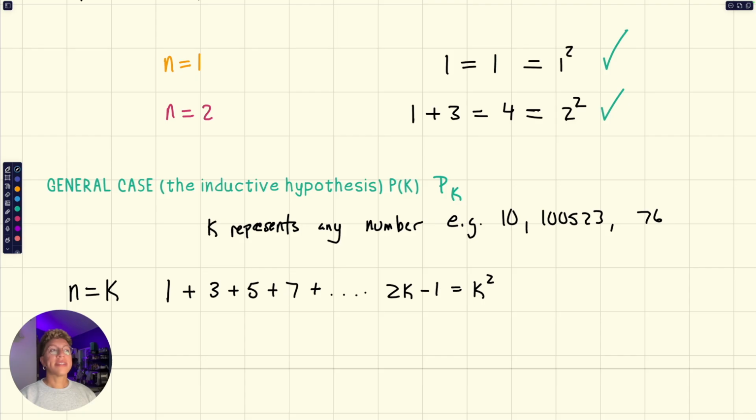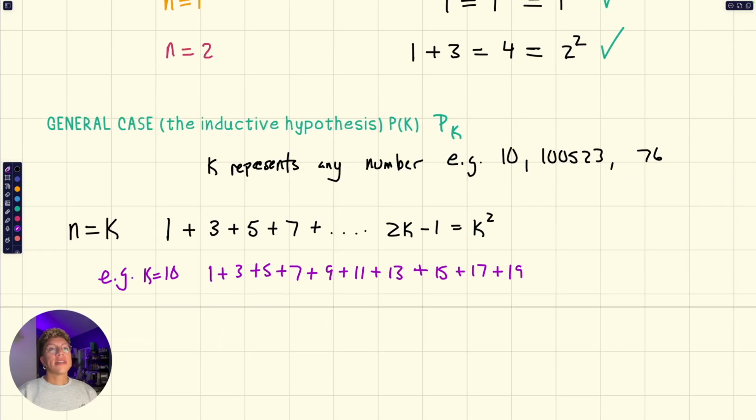So again, let's say, for instance, that k is 10. In that case, we'd be looking at 1 plus 3 plus 5 plus 7 plus 9, all the way up to 19. So we're saying that the sum of these numbers is equal to 10 squared. So all the odd numbers up to 19 added together should be equal to 100.